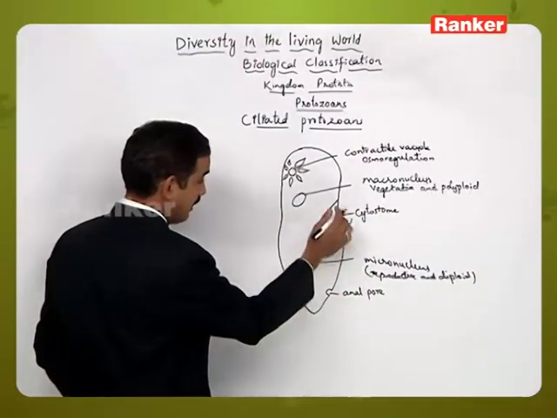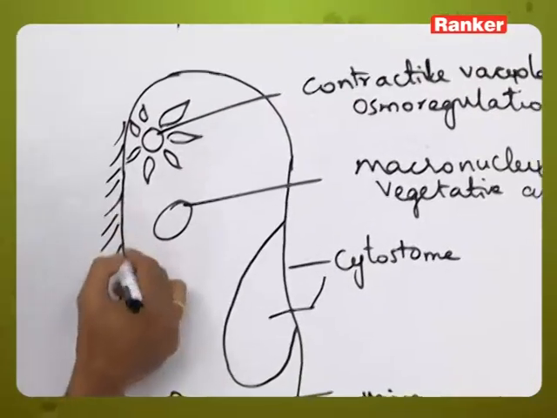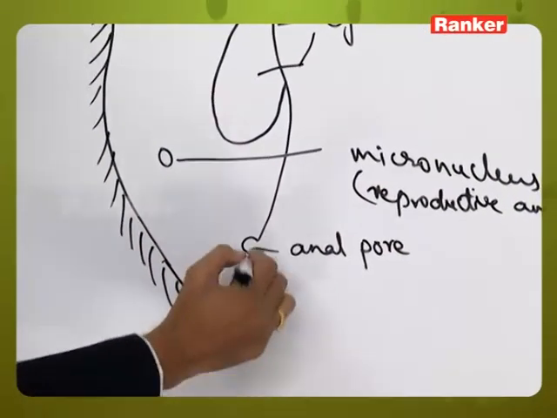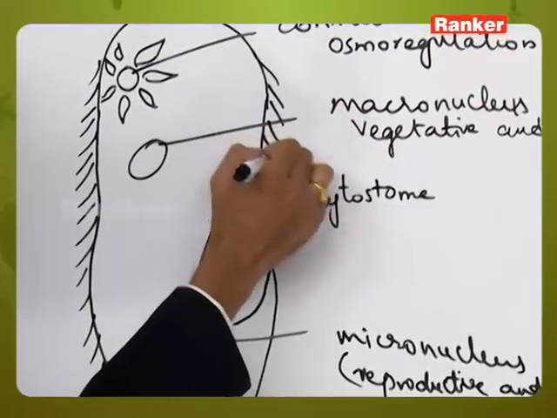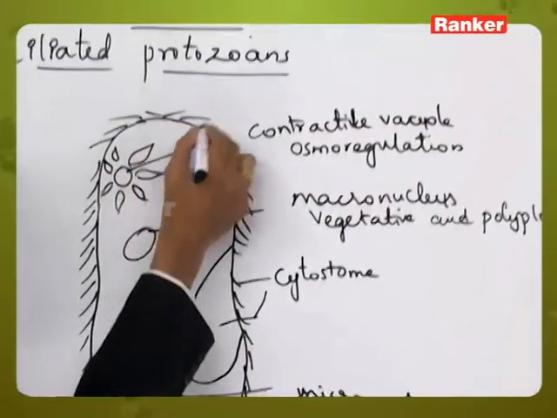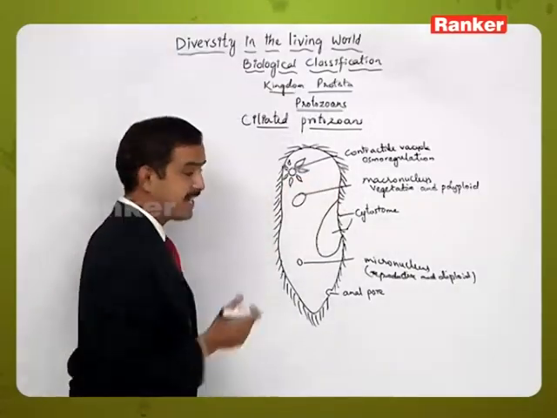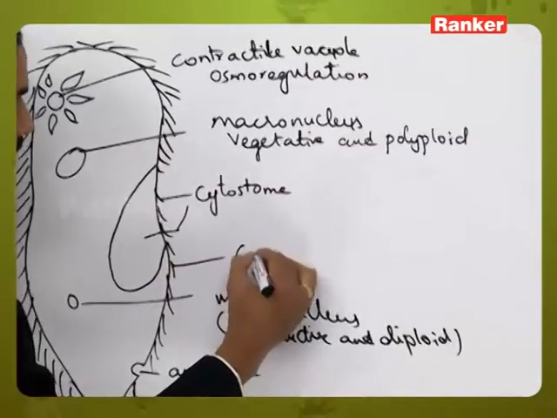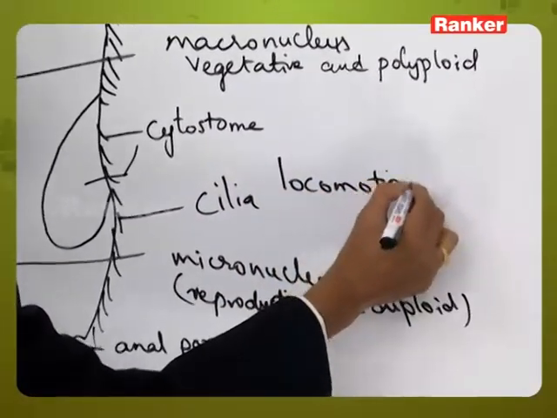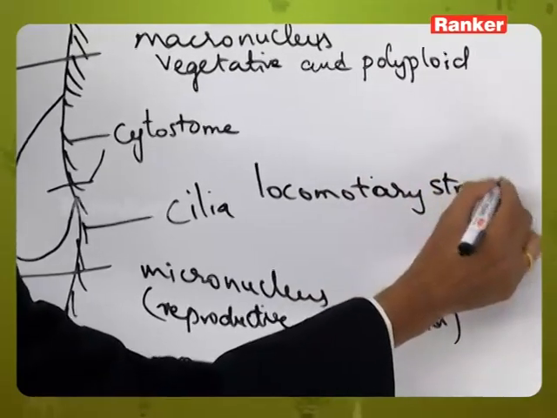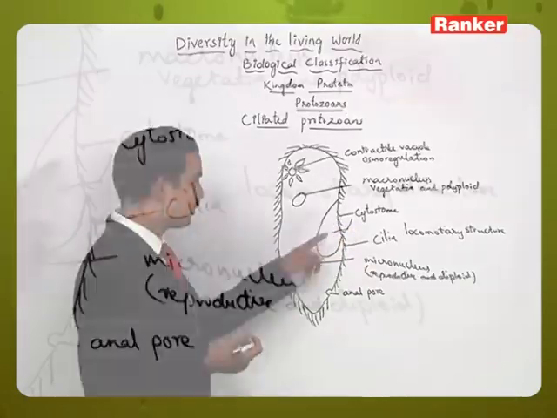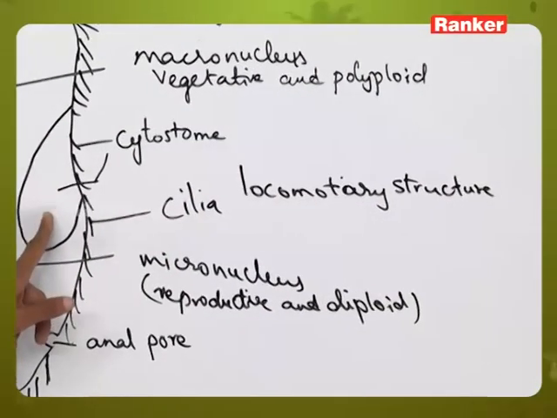Around this entire body or pellicle structure, some hundreds or a large number of structures are present, which are called cilia, and these cilia are not only helping in locomotion. That means these are the locomotory structures. They are not only concerned with locomotion, but they are helping in the intake of food into the mouth or the cytopharynx structure.